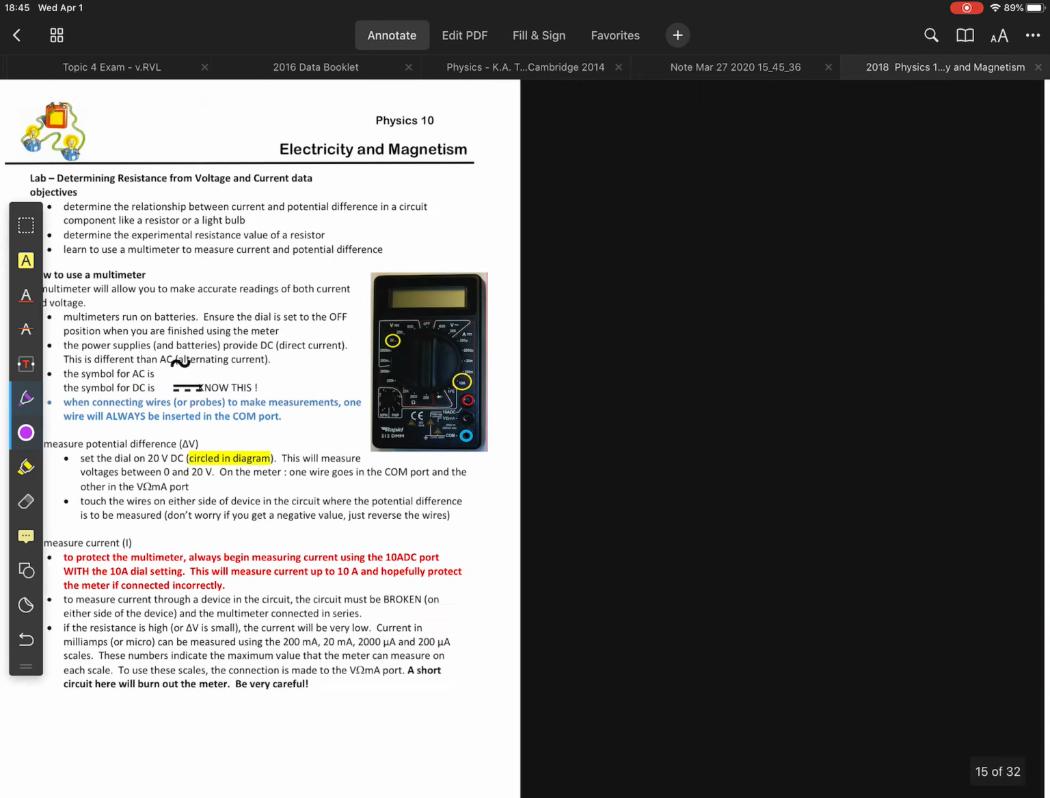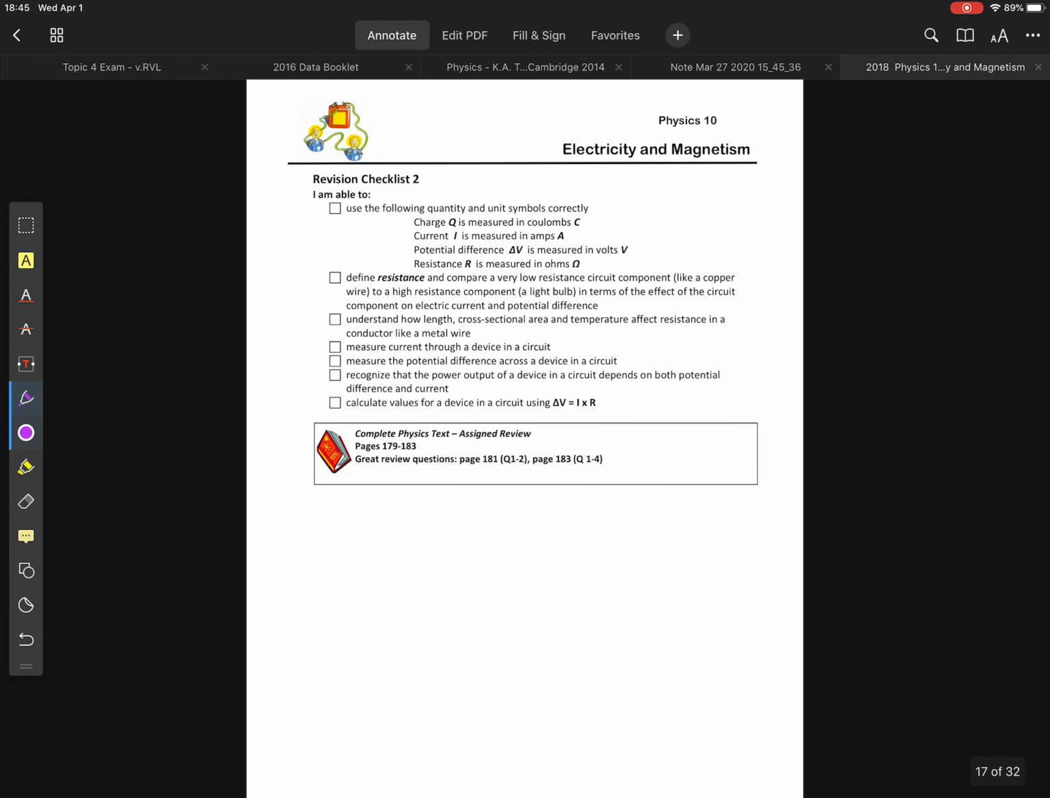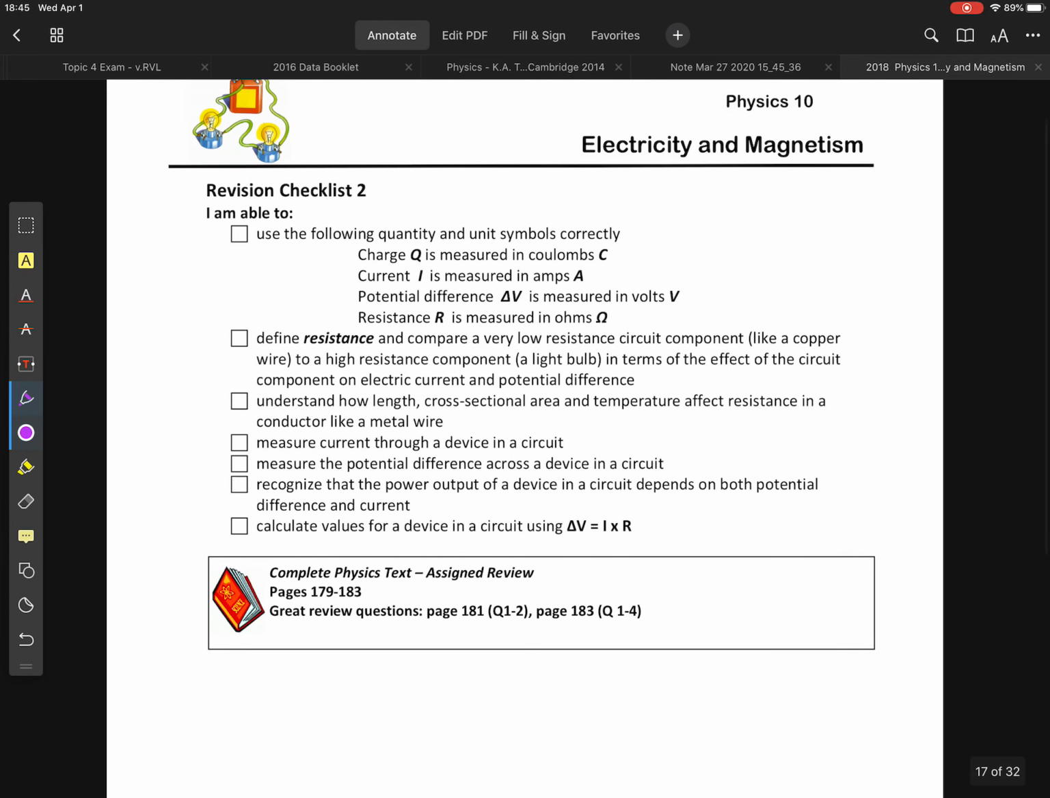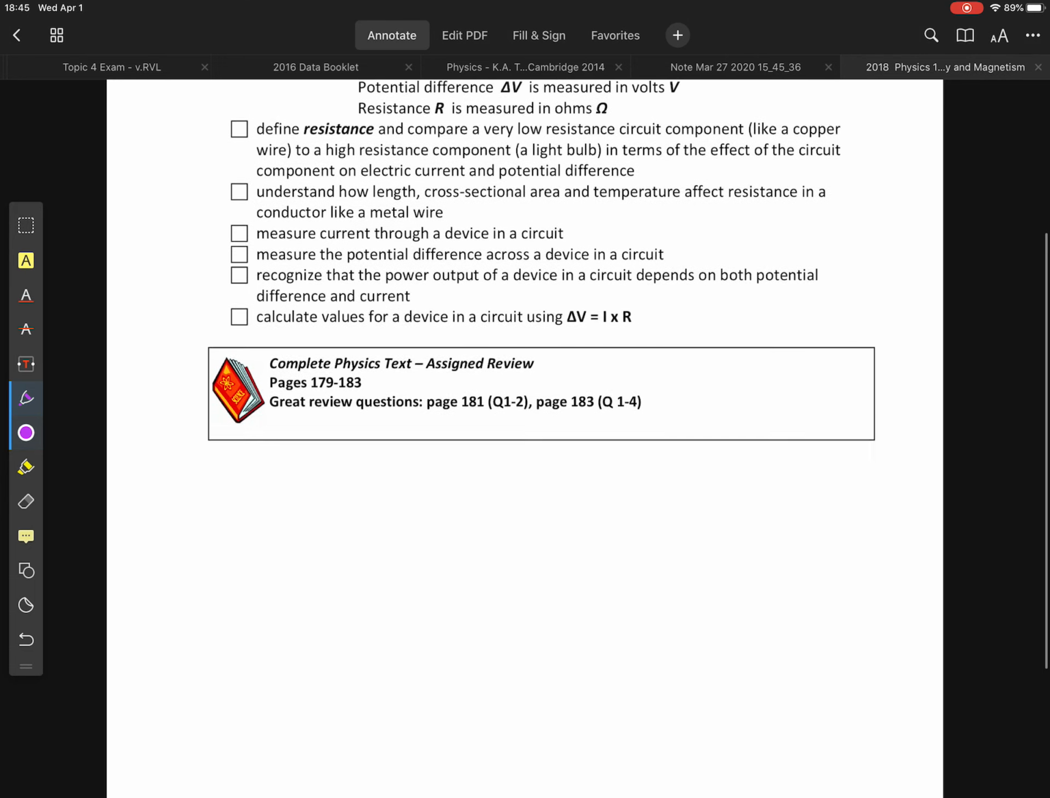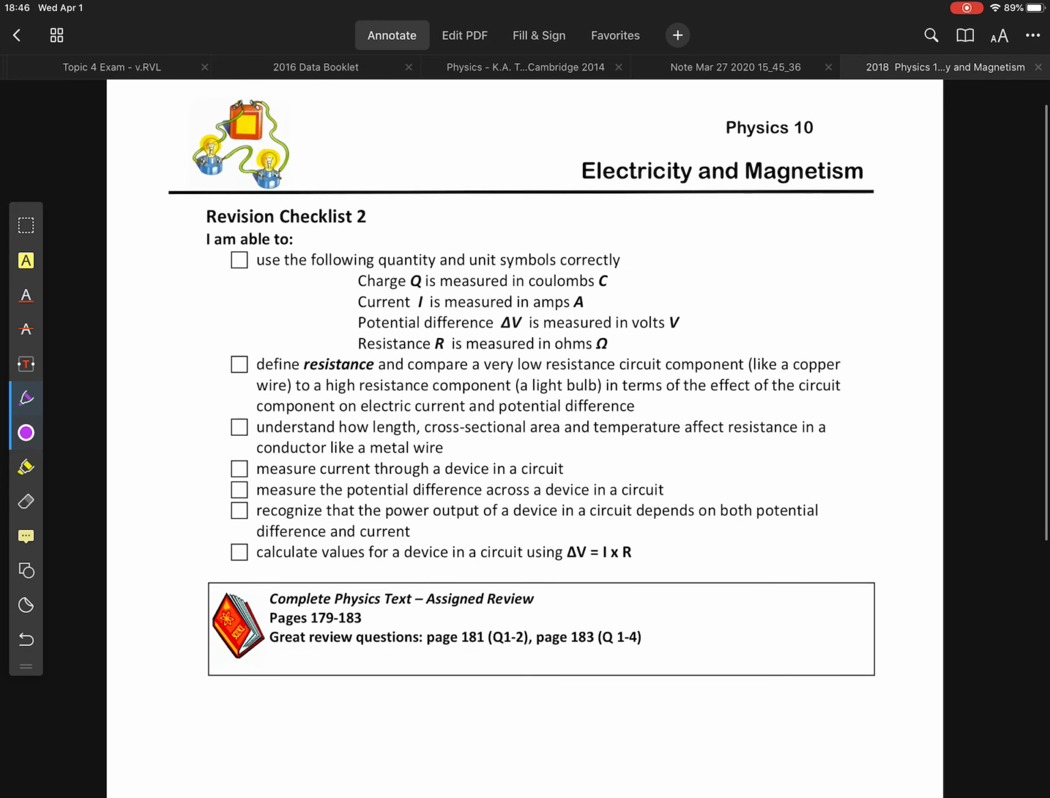Okay, guys, if we look at page 17, it is just a checklist of where you are right now. So hopefully you've filled this in, and that's going to be it.